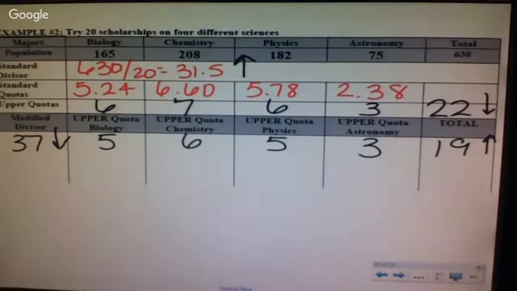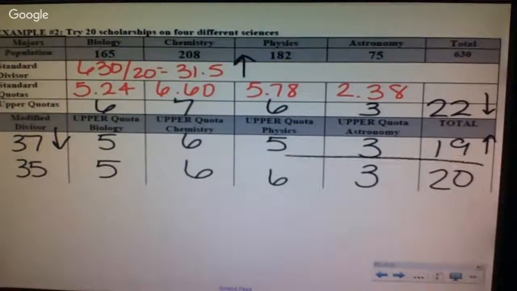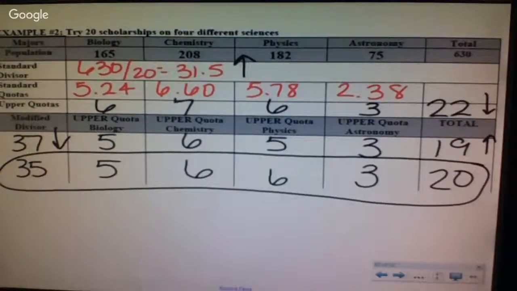35. So when I do 35, we're now at 5, 6, 6, and 3. And we're at 20. Is Adams' method a little bit easier since we've done Jefferson's method? Okay. I just needed to refresh. Got you.